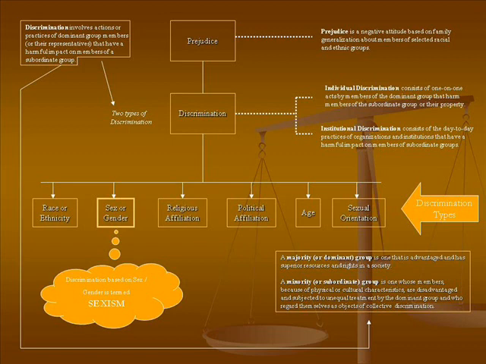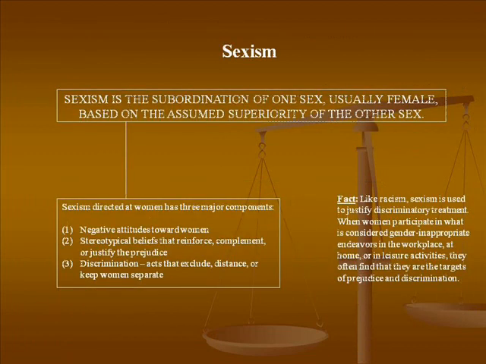Discrimination based on sex and gender is termed sexism, and that's a fact. So let's see, what is sexism? Well, I have this chart that tells you sexism is the subordination of one sex, usually female, based on the assumed superiority of the other sex, male. Sexism directed at women has three major components that I'm giving you here. Negative attitudes toward women. It includes stereotypical beliefs that reinforce, complement, or justify the prejudice and discriminatory actions. Discrimination, in other words, acts that exclude, distance, or keep women separate or segregated.